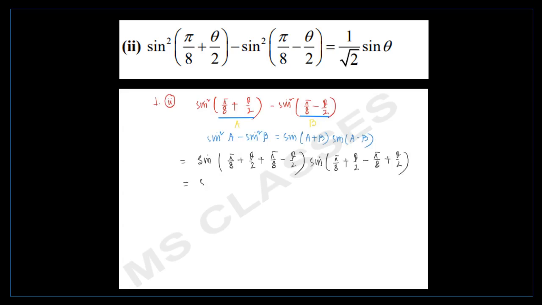This gives us sine pi by 4 into sine theta. So that will be 1 by root 2 sine theta. Sine pi by 4 is 1 by root 2, into sine theta. And that is the RHS part. We started with the LHS part and we got the RHS part.